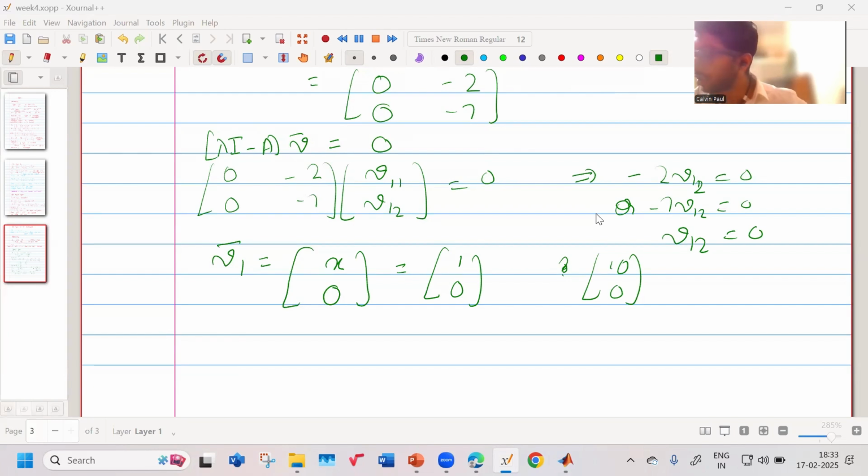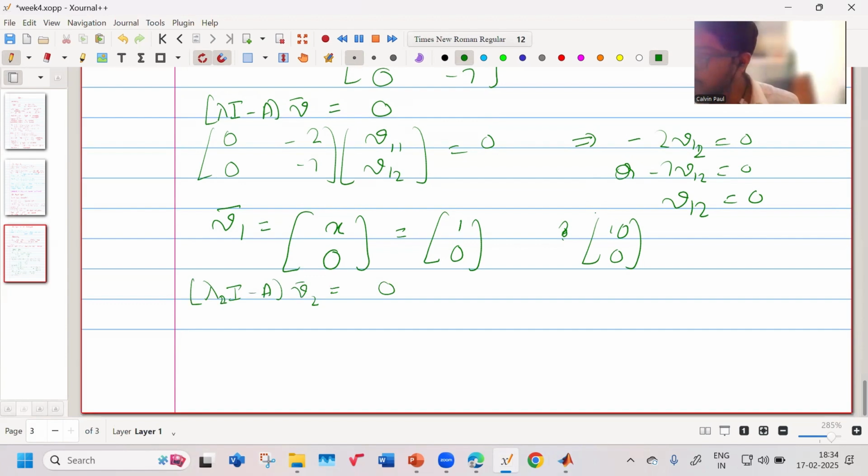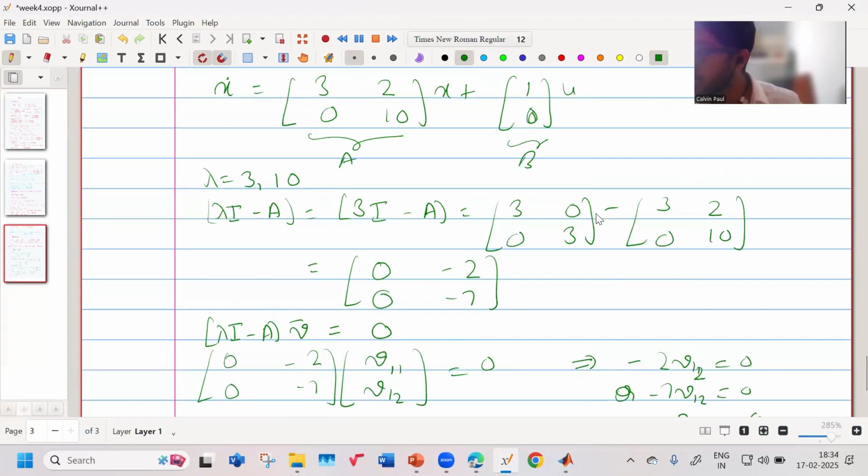Next, I'll have to find the second eigenvector. So I'll have to do lambda 2 I minus A into V2 bar is equal to 0. That comes out to be, lambda 2 is 10, so 10 into I, which is 10 1 0, 0 1, minus A, which is 3 2, 0 10.